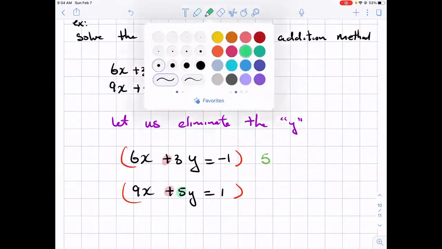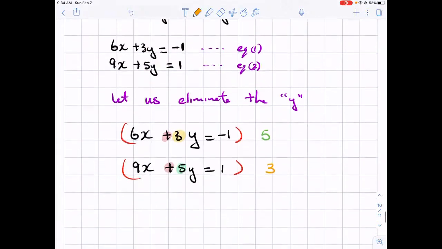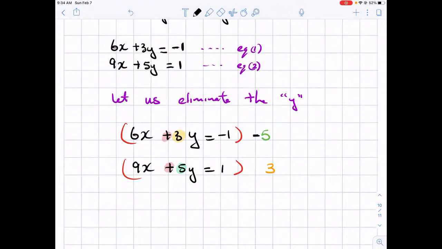And I'm going to take the 3 from here and I'm going to multiply the second equation by 3. But as I said, one of them has to be negative. So make either the 5 or the 3 a negative. I'll choose this to be negative. Doesn't matter.